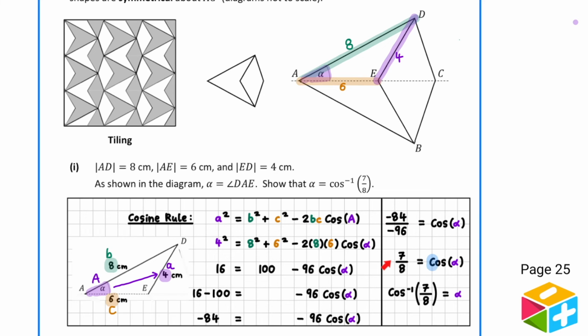Finally, to get rid of the cos, we need to take cos inverse of both sides. This tells us that alpha is equal to cos inverse of 7 over 8. This is precisely the result we needed to show.